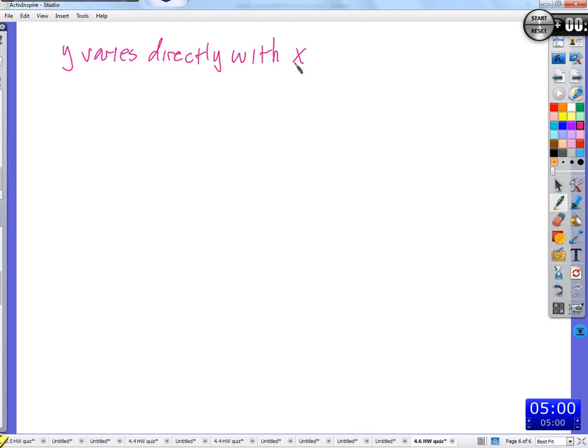I've already said it several times this morning. Or I said earlier, if you looked it up in the dictionary, here's what it would say. It's exactly what it means. It's the definition of varying directly. y is equal to a constant times x.